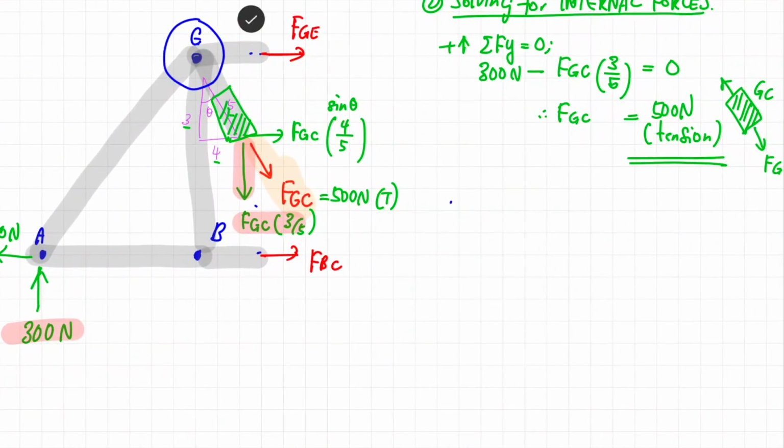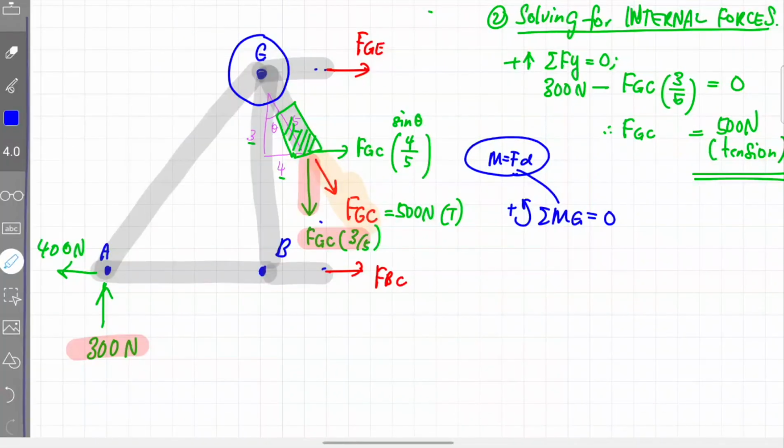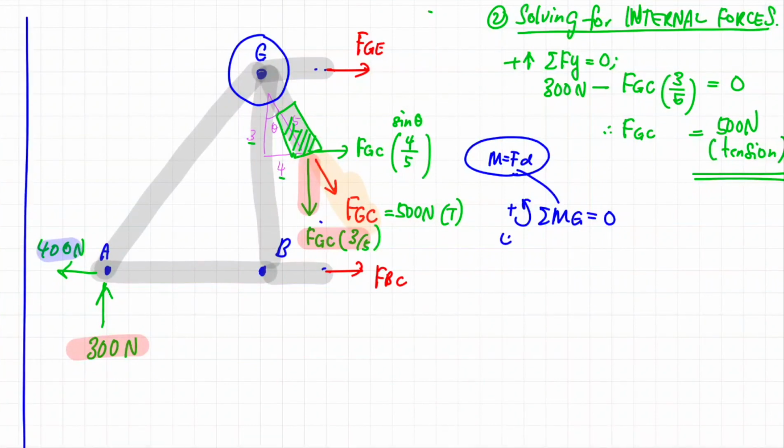So, applying the equilibrium equation, the summation of all moments acting at point G should be equivalent to 0. Let's recall the formula for moment is F multiplied by D. Let's find the moment caused by this particular force. The force magnitude is 400 Newton, and the perpendicular distance of this line of force to the rotation point G is 3 meter.